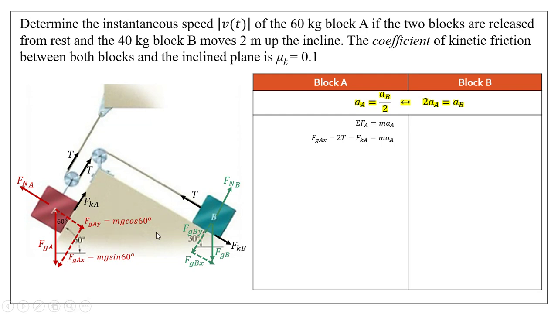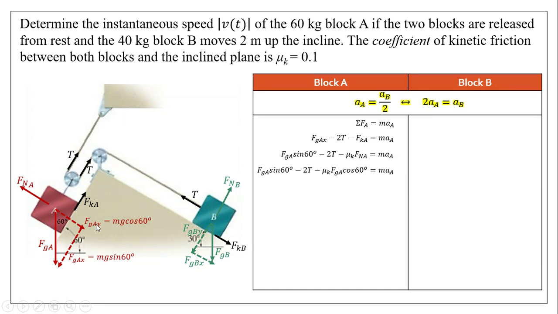F of G AX is going to point down. So that's why these things are all subtracted. I have F of G AX minus 2T minus F of KA, which equals M_A A_A. And keep in mind this A here is for block A, so this is 60 kilograms in the problem, yeah? And so if I were to just expand it, F of GAX is F of GA sine of 60, which is right here, MG sine of 60. Okay. And then F of K by definition is just mu K times F of N. But I need to use F of N A here because this is for block A. So if you were to expand everything, I substituted out F of NA for MG cosine of 60. So this is right here.